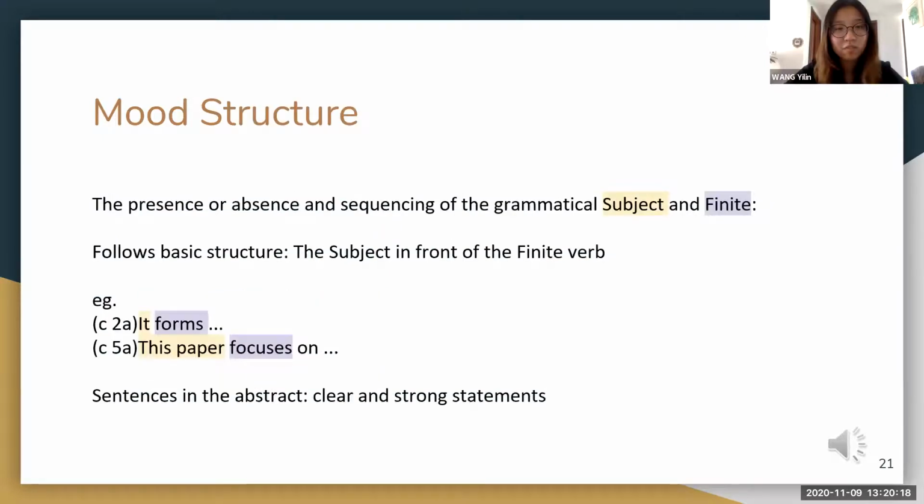The mood structure means examining the presence or absence and the sequencing of the grammatical subjects and finite verbs. We find that abstract 9 follows a basic structure, which is the subject in front of the finite verb. Here are two examples from the abstract. One was clause 2a, where the subject and forms were the finite verb, so it was right behind the subject. Clause 5a was the same, and many other clauses in the abstract also follow this structure. This shows that the sentences in the abstract are trying to make clear and strong statements.